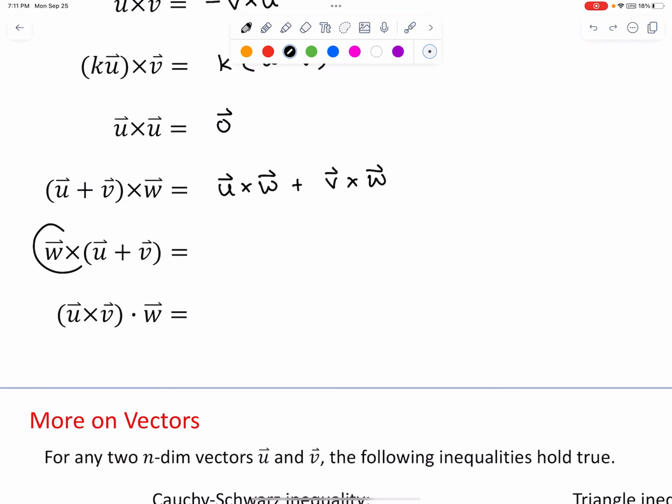If you cross product a sum but from the left side, then it will also distribute, but this time you would keep the w's on as the first vector in each cross product.